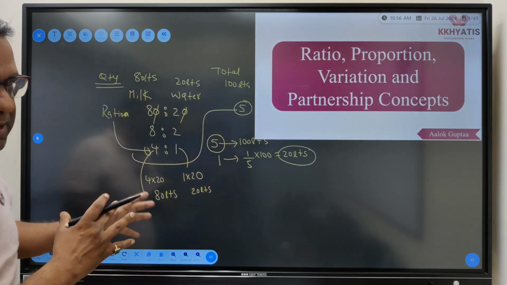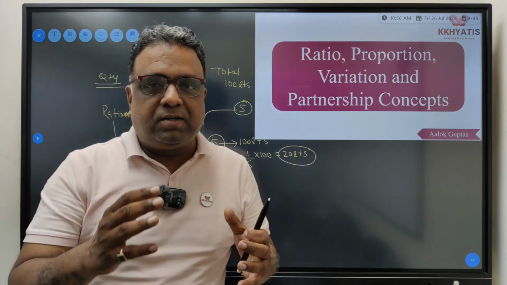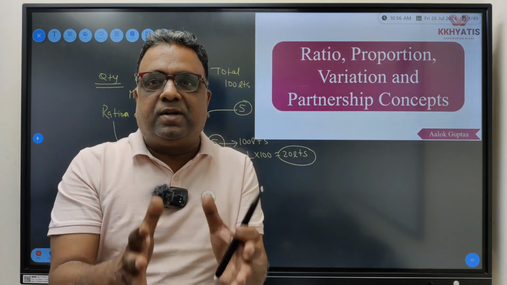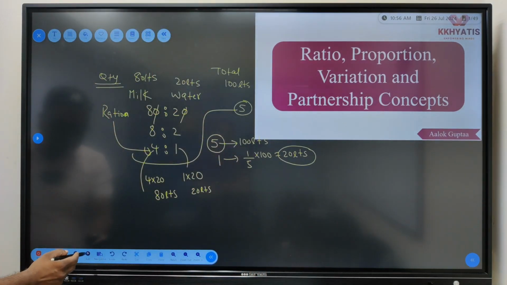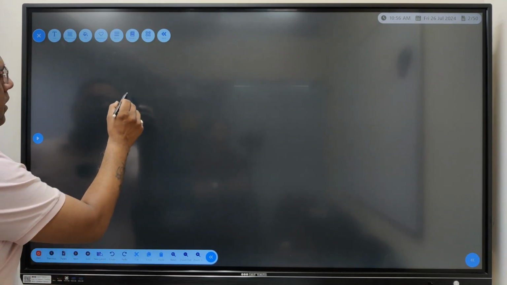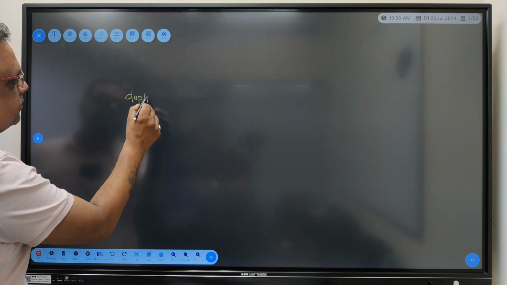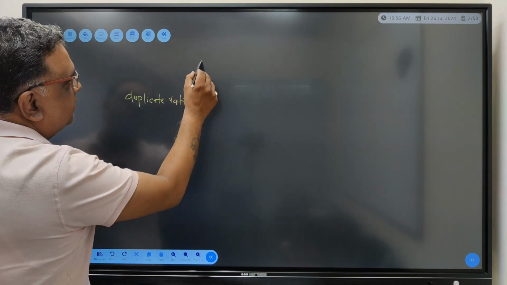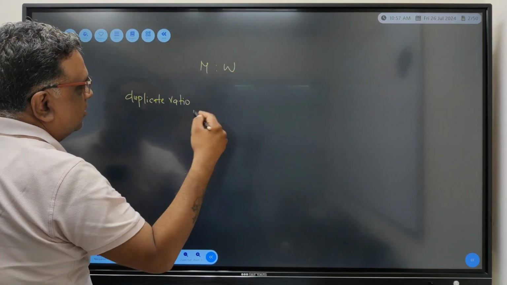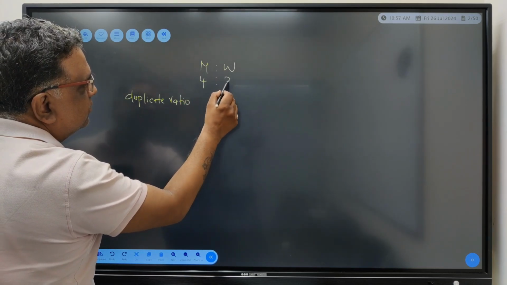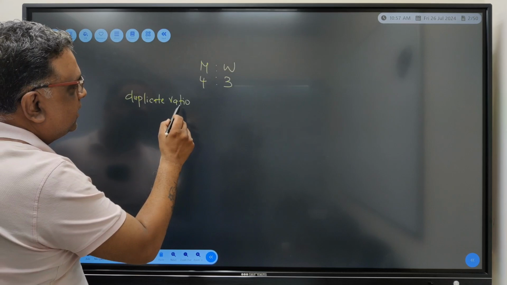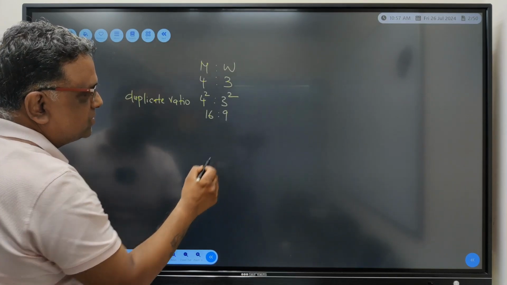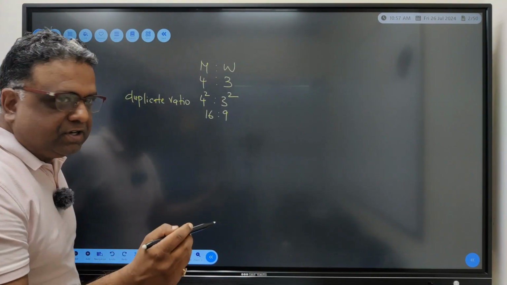So once you understand this concept, by ratio we mean the smallest proper fraction of two quantities, which we can represent in a fraction, is known as a ratio. Now there are certain more things in ratio. What do we mean by a duplicate ratio? For example, if milk and water are in the ratio 4:3, then duplicate ratio will be just the square of this. So it will be 16:9. It's just a mathematical definition.